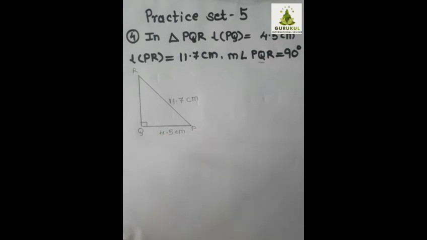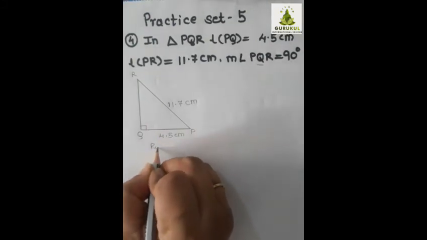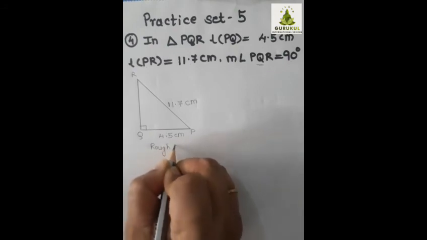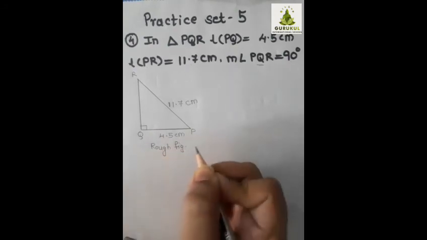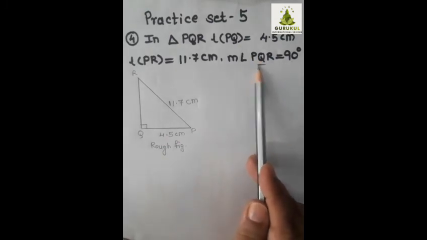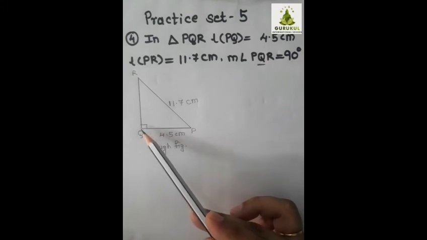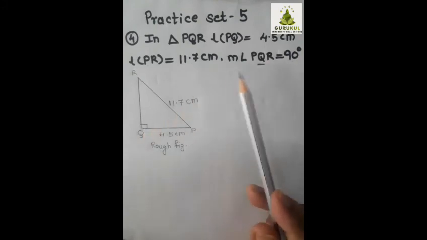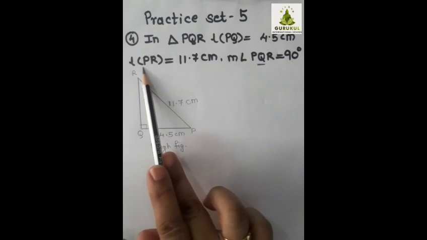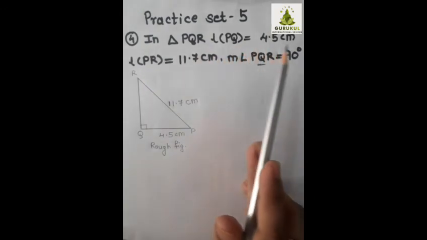So first of all we have to draw the rough figure. Already I have drawn here one rough figure. As you can see, in the given question the angle given as 90 degrees is angle Q. So obviously it should come at the base, correct? Now, of the other two sides which are given, which is the hypotenuse and which is the base?